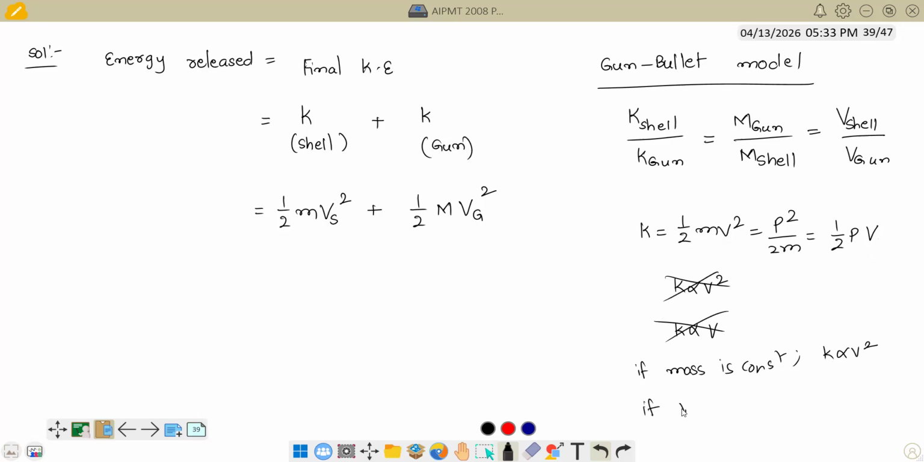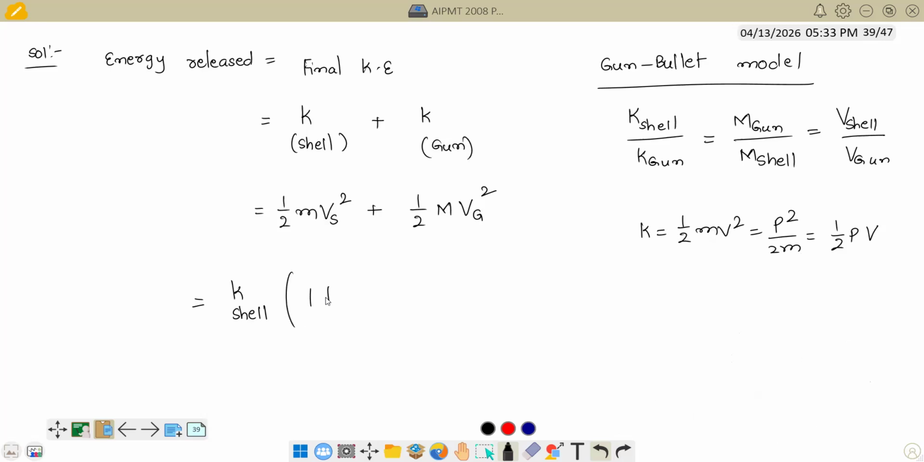Similarly, if momentum is constant, which happens in the gun-bullet model, we can tell that kinetic energy is proportional to v. So remember, it's not like by looking at the formula you can tell kinetic energy is proportional to v square, or kinetic energy is proportional to v. Based on the underlying condition, we can use the word proportionality. Keep that in mind. Now, based on that logic, if I take K of shell common, we'll get 1 plus K of gun divided by K of shell, which we can write as the energy released.